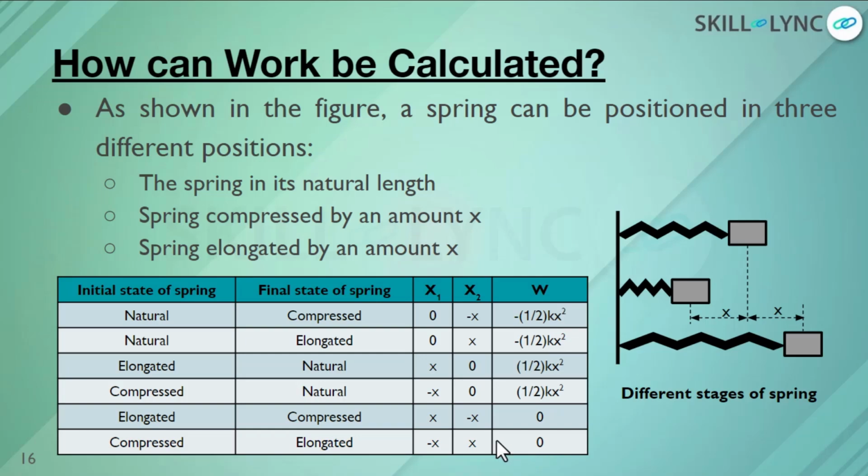If we try to make this table easier to understand, then the net work done is the work done at the final state of the spring minus the work done at the initial state of the spring. Here the work done at the final state would be minus 1/2 kx squared minus 0. Therefore net work done is minus 1/2 kx squared, where k is the spring constant and x is the distance covered by the spring.